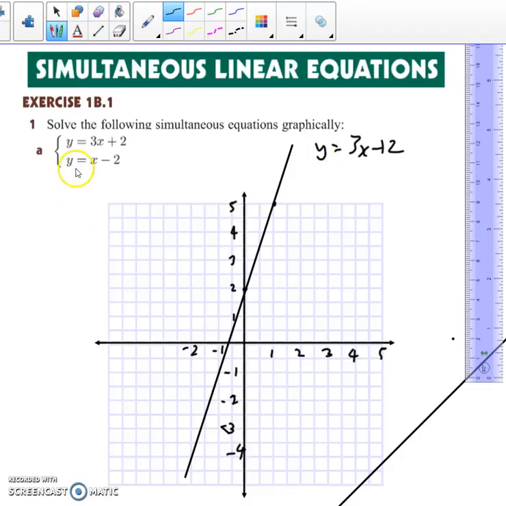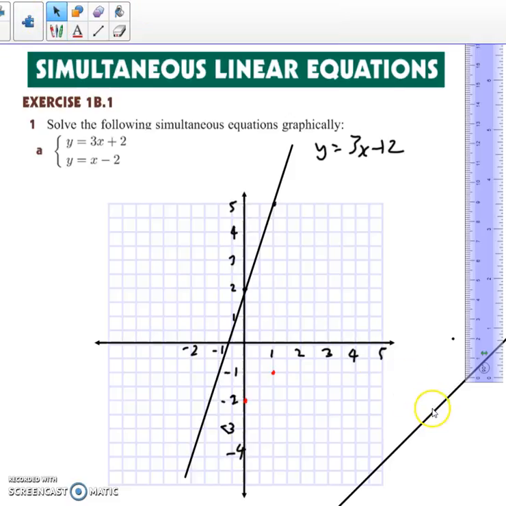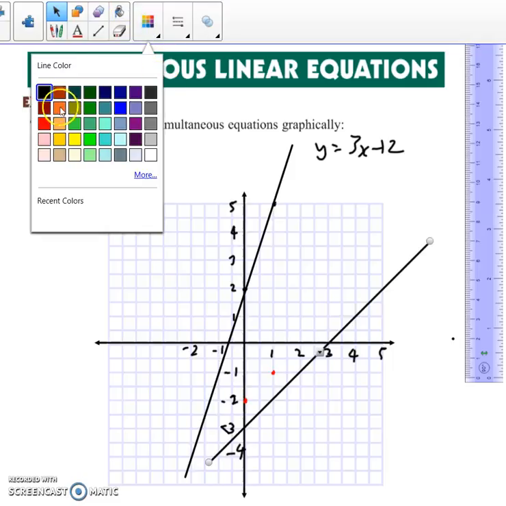The next line that we're going to have a look at is y is equal to x take 2. We're going to make this one red so we can tell the difference. Negative 2 would be our y-intercept, so we'll put that one in there. X is 1x, so we're going to go 1 up and 1 across to the right. So the other point would be here. Now we've got a line for this one. Grab that line, and make it red so that it stands out.